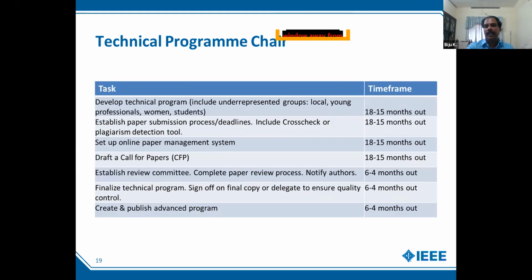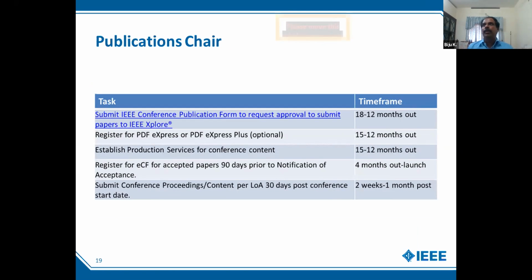Then the technical program committee chair has to develop the technical program, prepare the call for papers, conduct the review, etc. All these things should start before 18 months, and should be completed by the TPC chair in 4 months' time. Then the publication chair has a role before as well as after the conference. Before the conference, the publication chair has to execute the letter of acquisition (LOA) with IEEE, and after the conference, submit all the conference proceedings to IEEE. So the publication chair's duty starts from 18 months before the conference to 1 month after the conference.